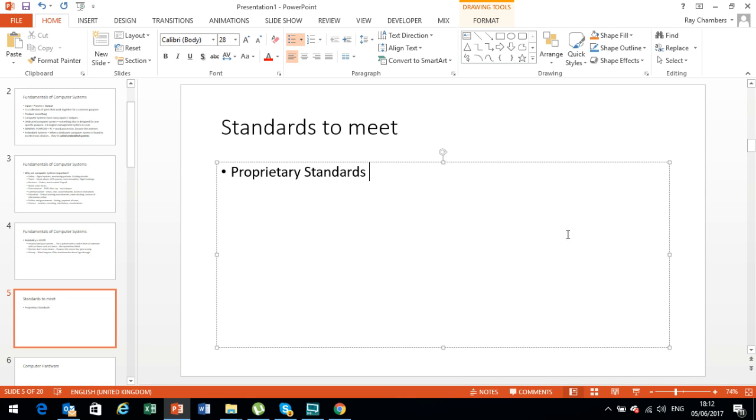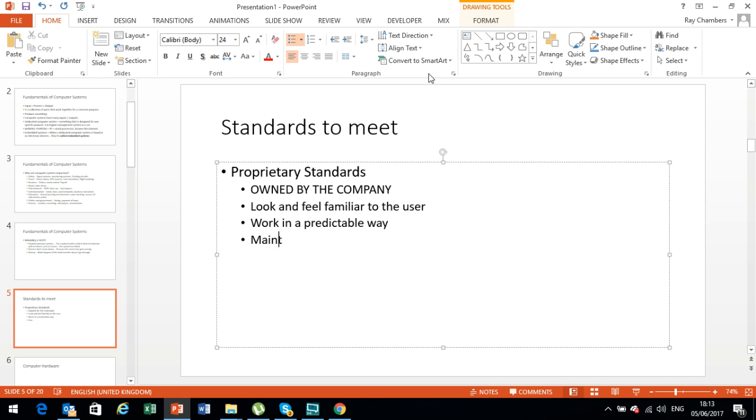Alright? Proprietary standards. These standards are standards that are owned by the company. So basically, if you were running Windows, okay, Windows has to work in a certain way. Now, proprietary standards, you know whether something's got proprietary standards or not because they look and feel familiar to the user. They work in a predictable way. They are also maintained by the single company.